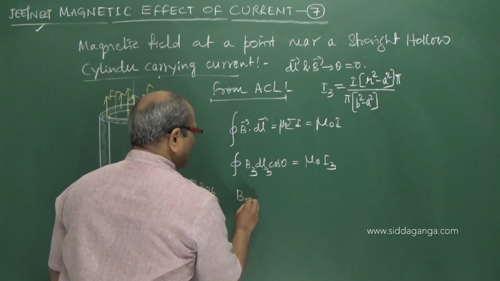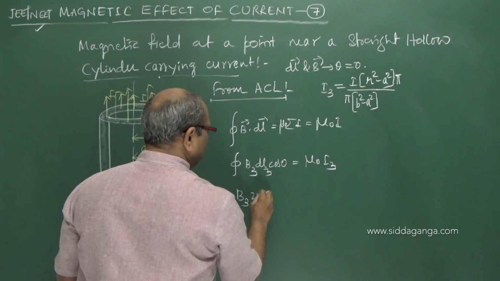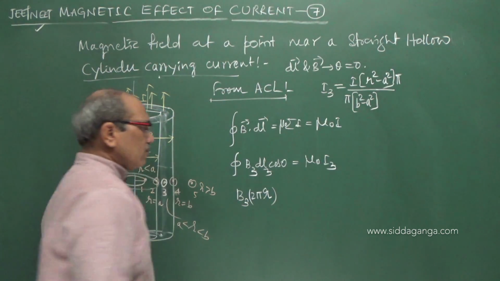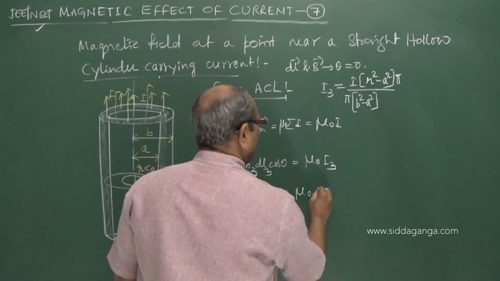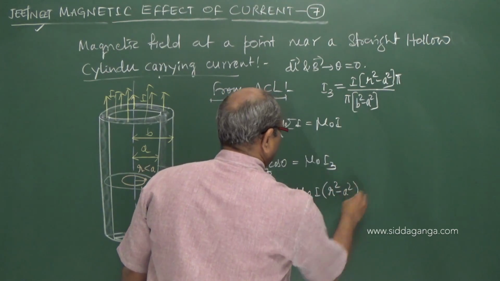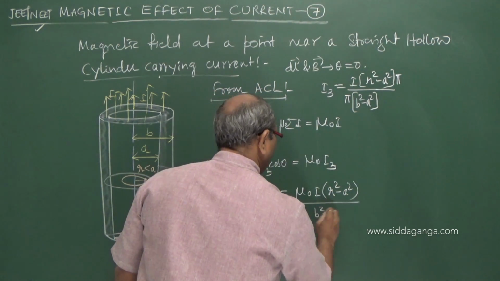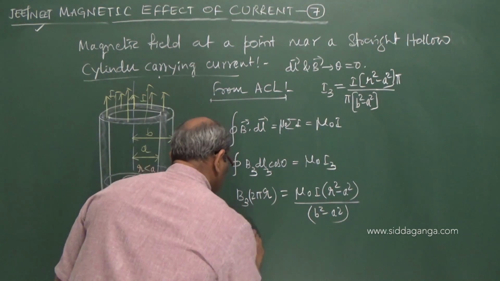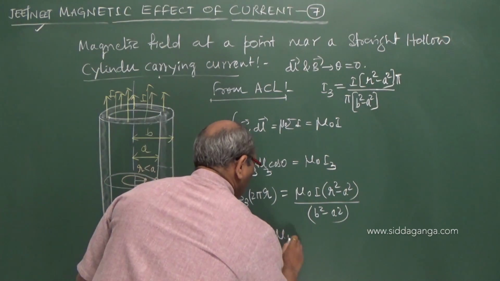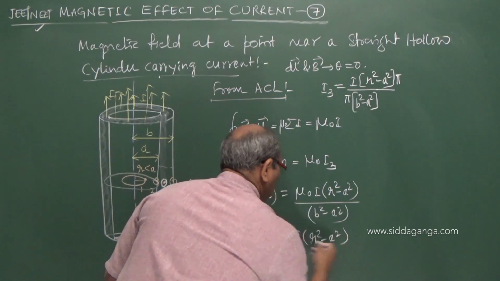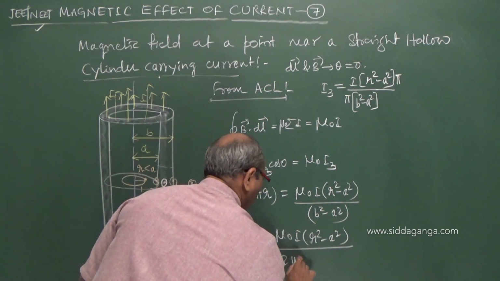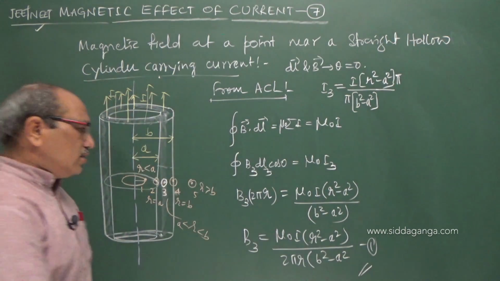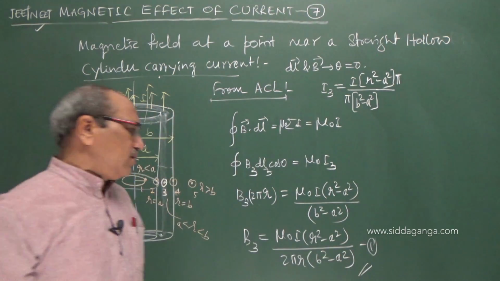So B3 into DL3 can be written as 2 pi R, because R is the distance we have taken generally. Cos 0 is 1. Mu naught into I into R square minus A square by B square minus A square. That is the current we have. Therefore, B3 is mu naught I into R square minus A square by 2 pi R into B square minus A square, is the relation obtained.